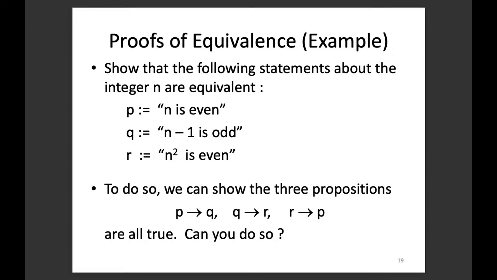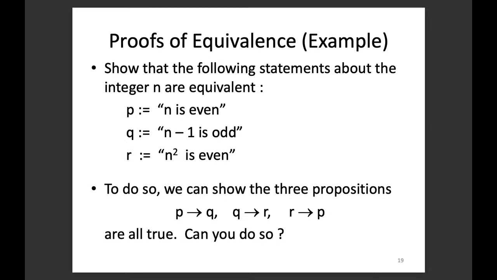If n is even, then n minus 1 is odd. It is trivial because if n is even, then n is equal to 2k for some integer k, then n minus 1 will be equal to 2k minus 1, and 2k minus 1 is equal to 2 times (k minus 1) plus 1. So it is of the form 2 times some integer plus 1. So in that case, Q is also shown to be odd. So P implies Q is correct.